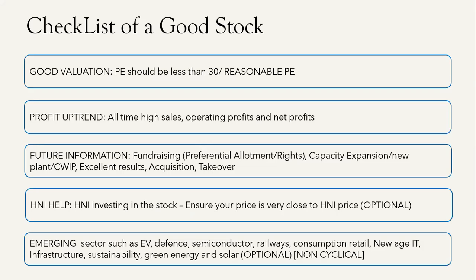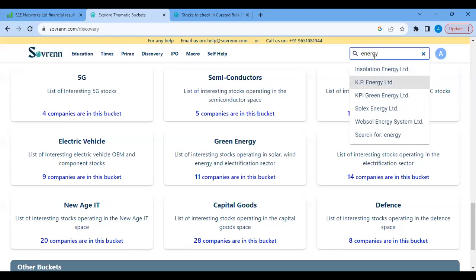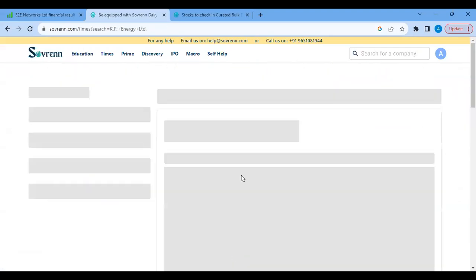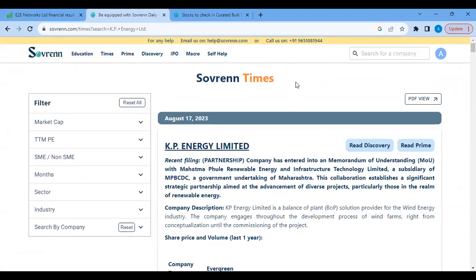Now let us learn some stock picking, okay? Let us look at this company. Okay. And I will teach historical only. We will show it historically, okay?